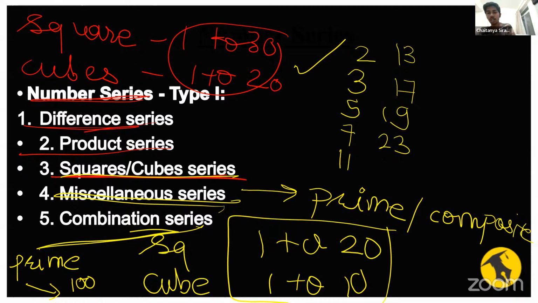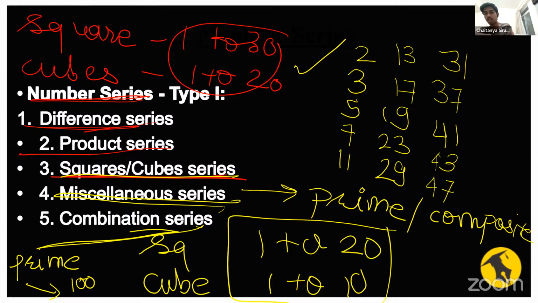23, not 27, 29. Then I have 31, not 33, not 35, 37, 39 no, 41, 43, 47. Okay, 47 I have. Not 51. No, I think 53 is the prime number. 57, no, 59 I guess. Then 61, 63, no, 67.